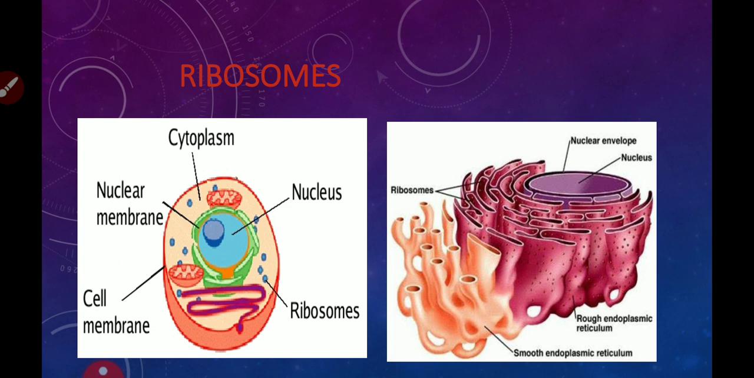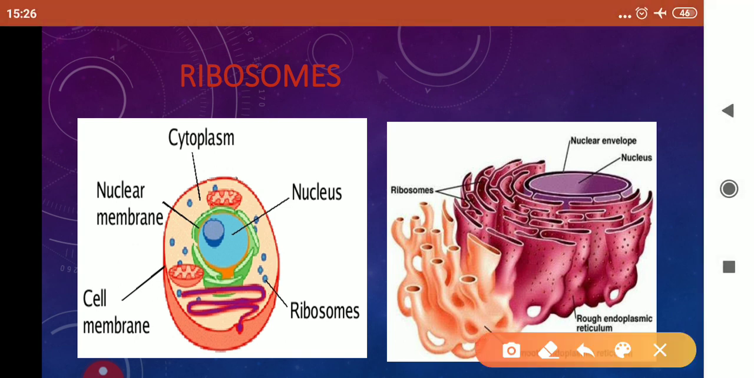Let's start with the next cell organelle, that is ribosomes. So children, you have already studied about many cell organelles. You can watch those videos, and those cell organelles were Golgi body, mitochondria, chloroplast, chromoplast, leucoplast, endoplasmic reticulum, nucleus. And now I'm going to start with ribosomes.